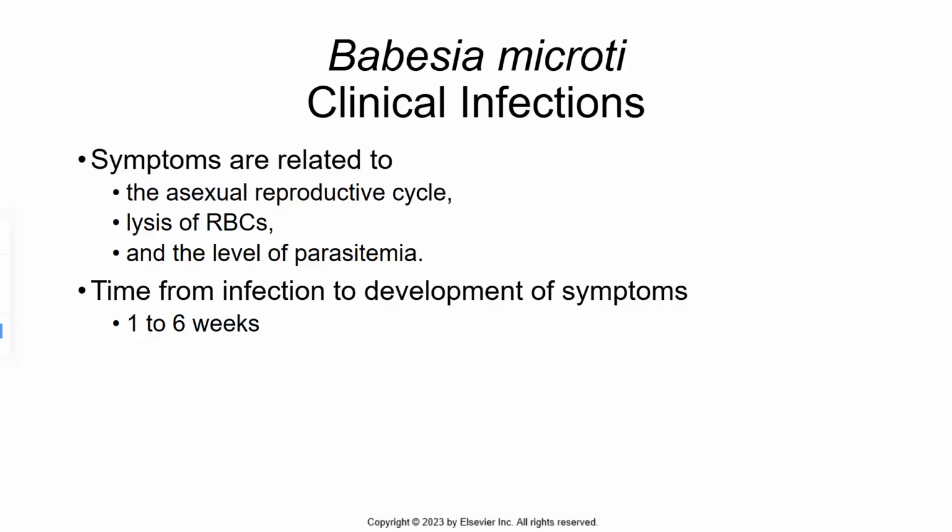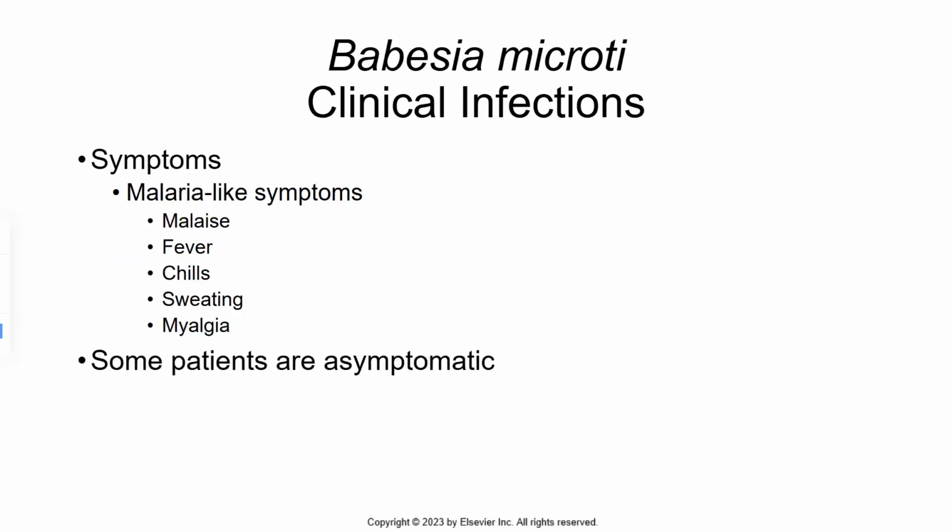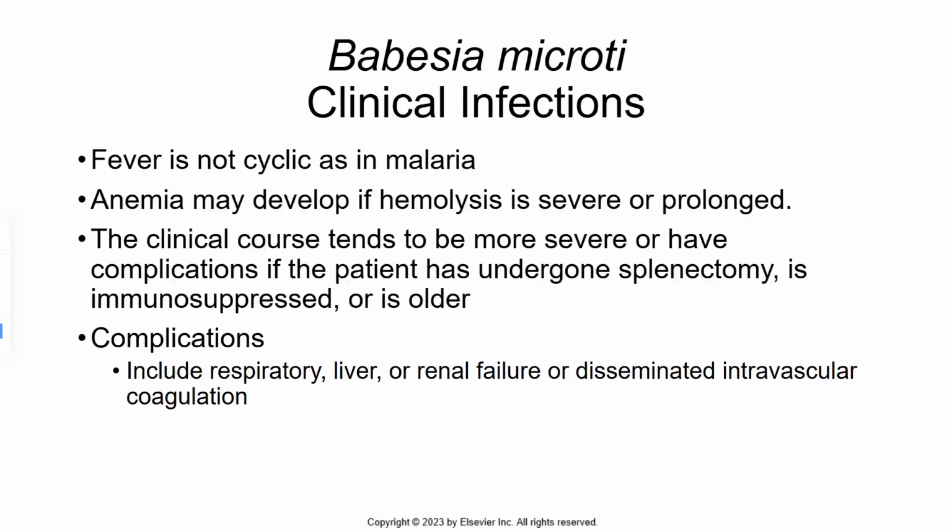Symptoms are related to the asexual reproductive cycle, lysis of red blood cell, and the level of parasitemia. Time from infection to development of symptoms is 1 to 6 weeks. Symptoms are malaria-like symptoms, and some patients are asymptomatic. Fever is not cyclic as it is in malaria. Anemia may develop if hemolysis is severe or prolonged.